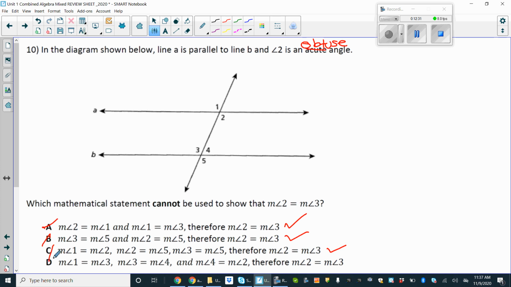So let's check D, make sure that's our answer. The measure of angle 1 is equal to the measure of angle 3. That's true. The measure of angle 3 is equal to the measure of angle 4. That's not true. They are supplementary angles. Angle 3 is an obtuse angle. Angle 4 is an acute angle. They are not equal to each other. So therefore, this is false, making the whole statement false. So D cannot be used to show 2 is equal to 3.